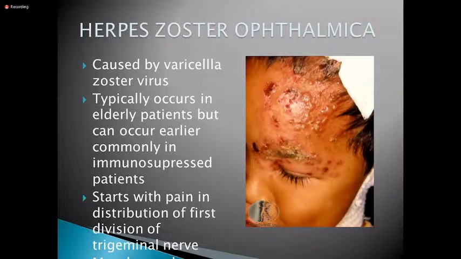Very importantly, I cannot finish the lid discussion without discussing herpes zoster ophthalmica. Herpes zoster ophthalmica is caused by the varicella zoster virus. It usually happens in elderly patients, but nowadays you can see it in young people, especially because of immunosuppression. It used to be a very rare disease before the advent of HIV, but then it became very common. It has become less common nowadays because of ARVs. But once in a while you might see it.